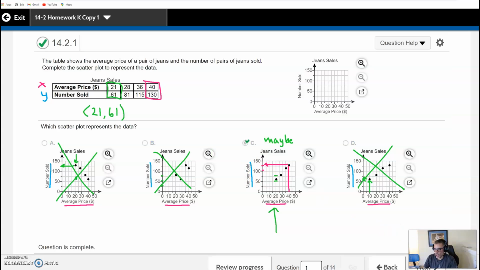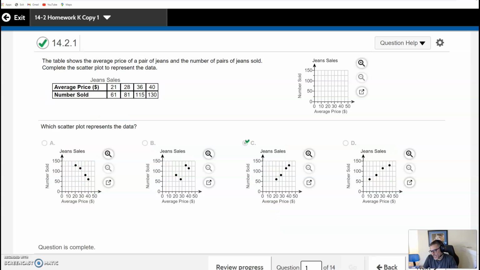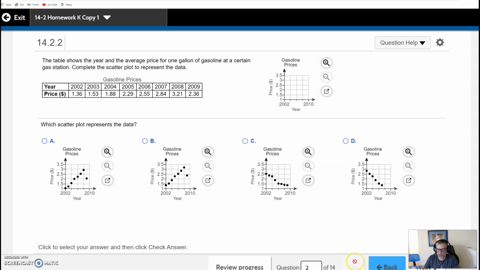All right, let's take a look at another one. These take a little practice. Some are easier than others. That one took quite a bit of work. Some you won't need to do that much work. All right, look at this one. This one's talking gasoline prices.